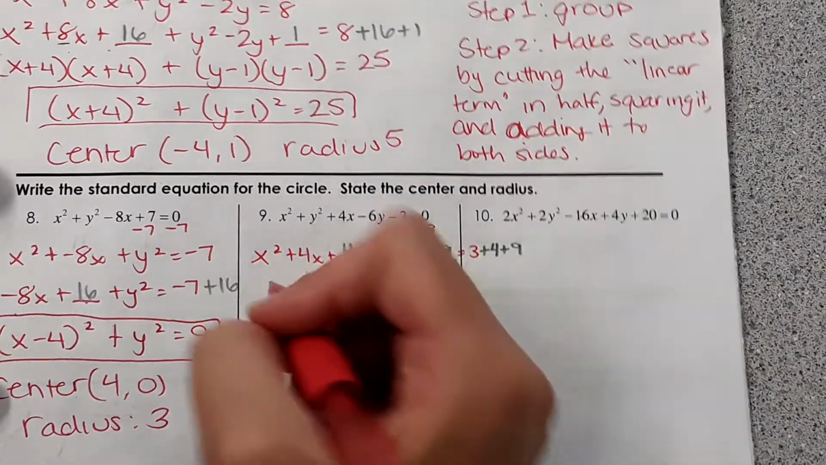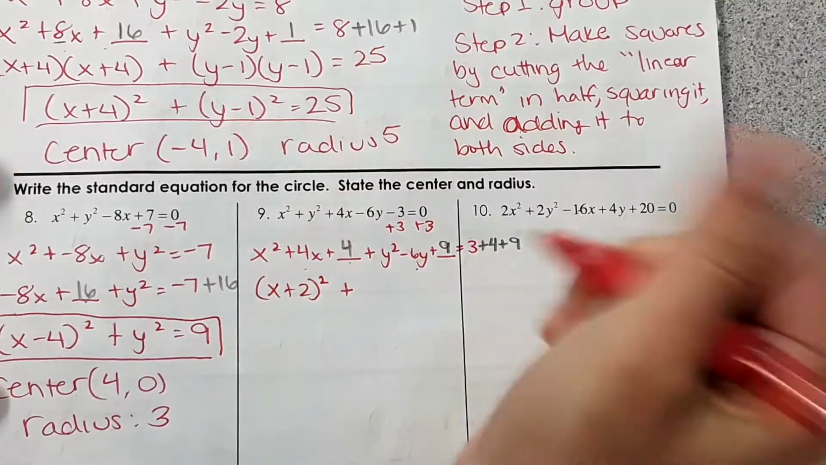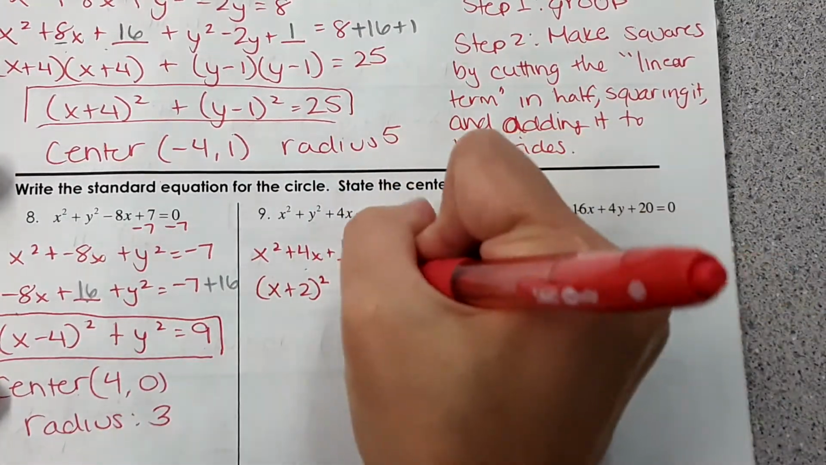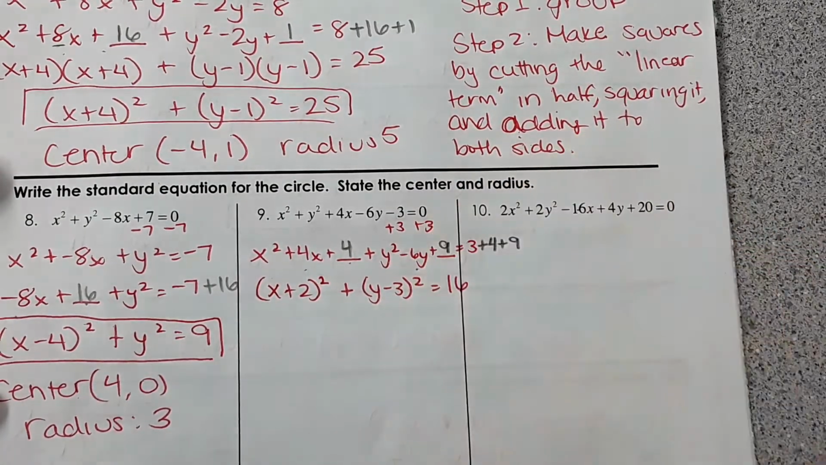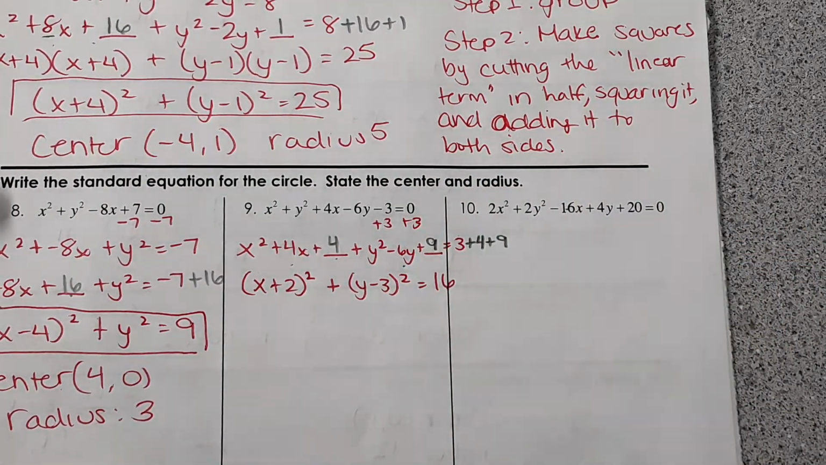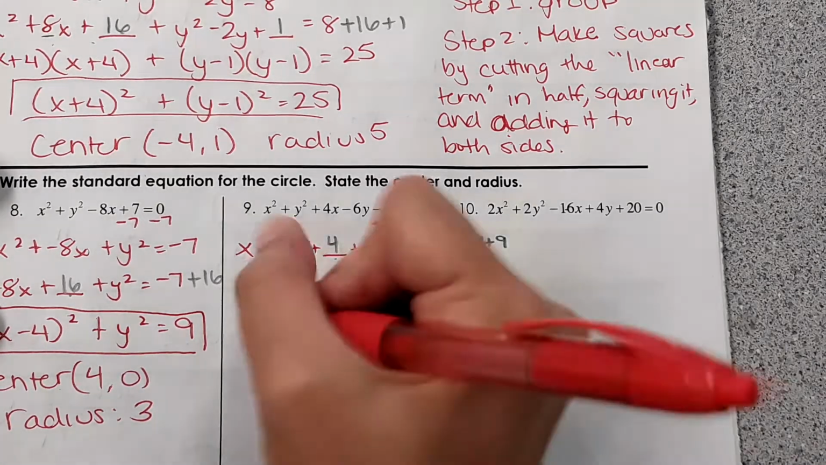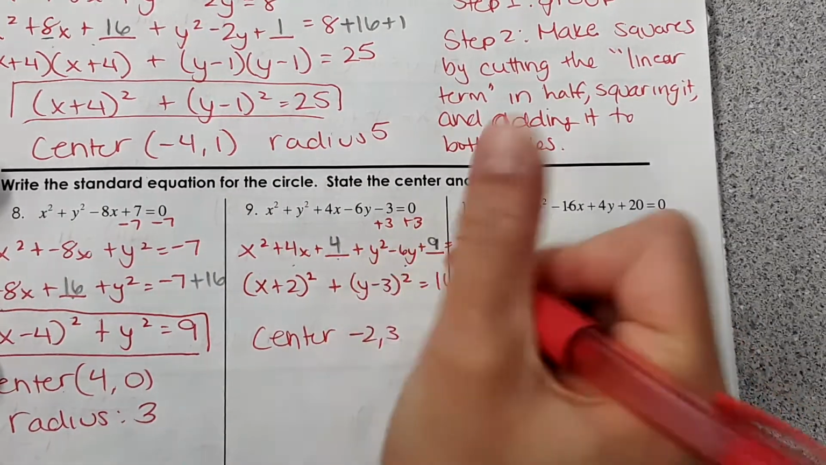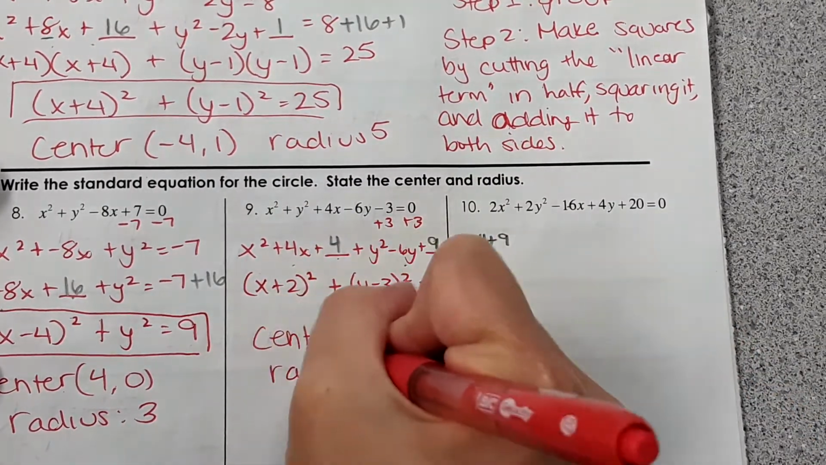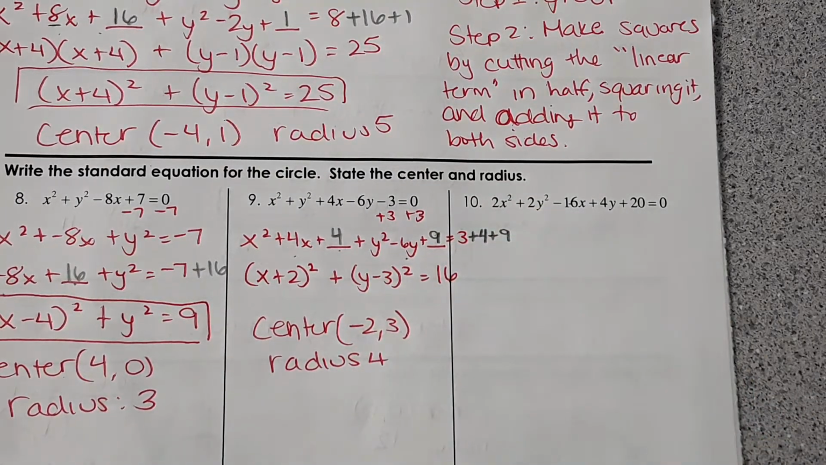Now our factors will be x plus 2 squared plus y minus 3 squared equals 16. And our center is at -2, 3, and our radius is at 4. And one more.